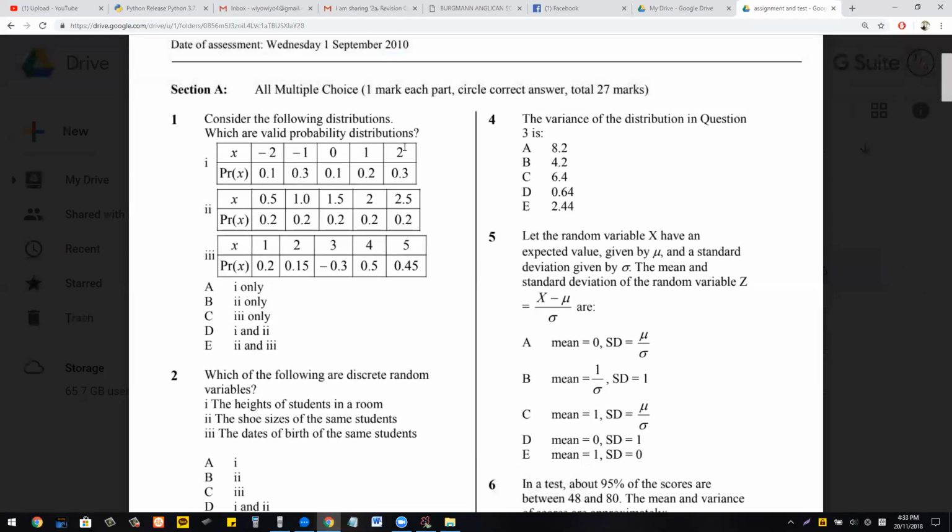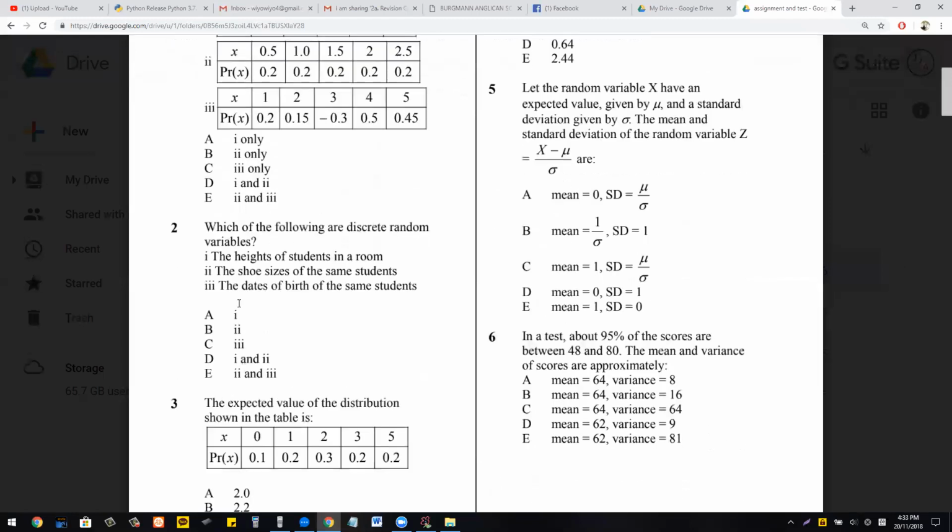I'll say 1 and 2. So 1 and 2 are fine, is it? But 3 is definitely not okay because probability can never be negative. Yep. So they all add up to 1 and add up to 1 here, right? 4, 5, 7. Yep, that's good. So 1 and 2, very good.